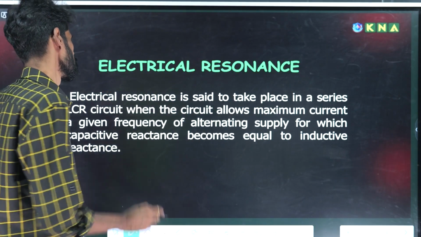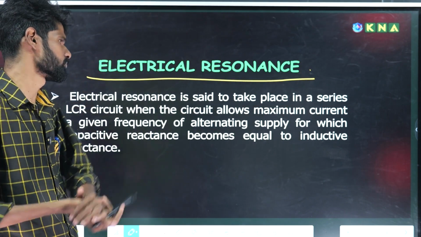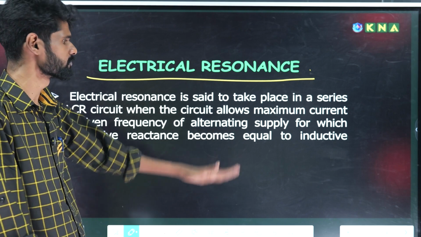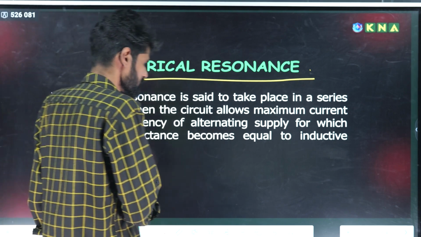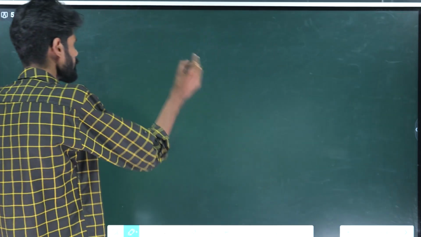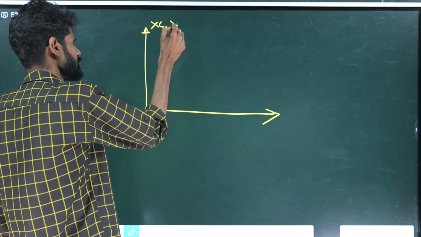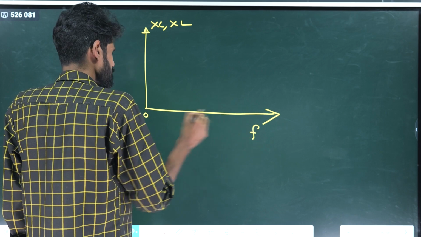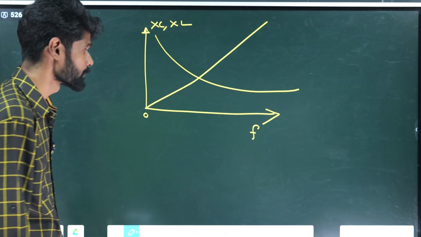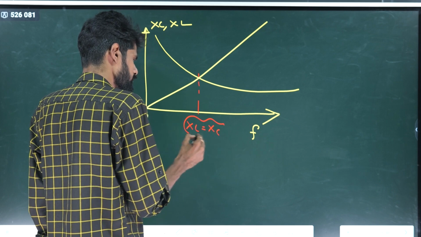Now there is a term, electrical resonance. Electrical resonance is said to take place in a series LCR circuit when the circuit allows maximum current for a given frequency of alternating supply for which capacitive reactance becomes equal to the inductive reactance. We know inductive reactance is directly proportional to frequency, and capacitive reactance is inversely proportional to frequency. At a particular point, both reactances are equal: XL is equal to XC.